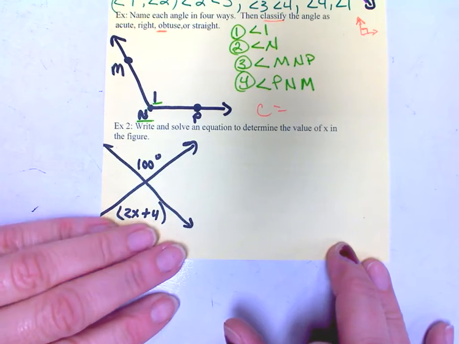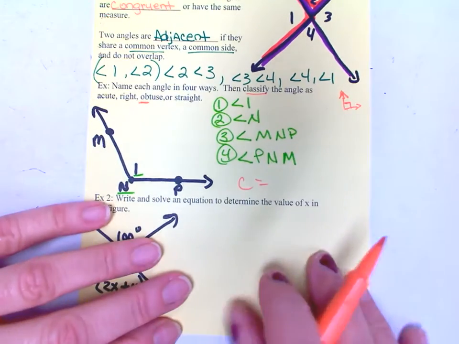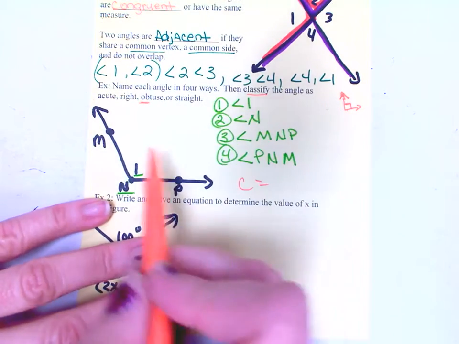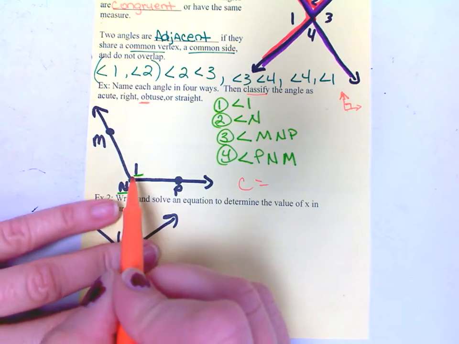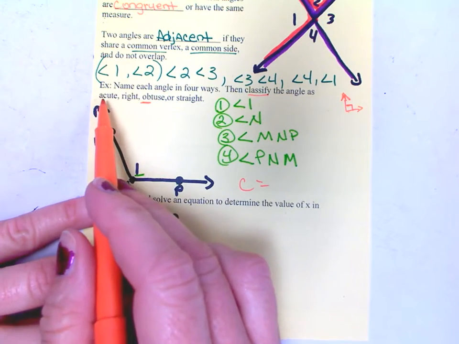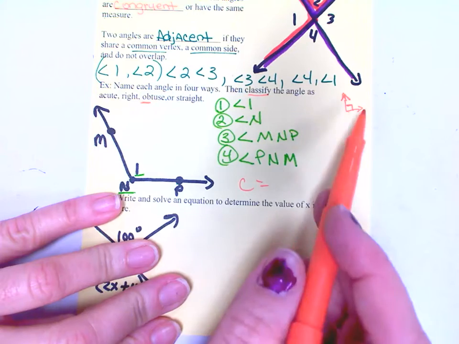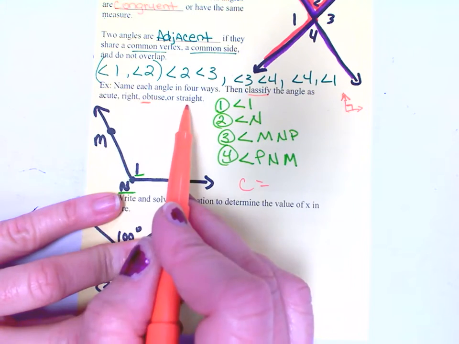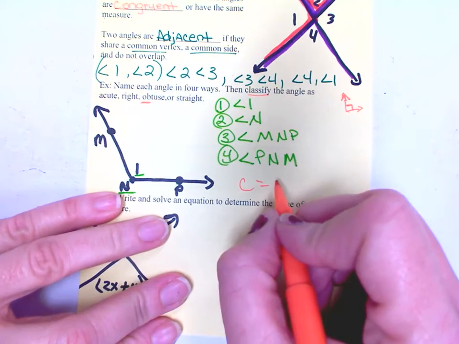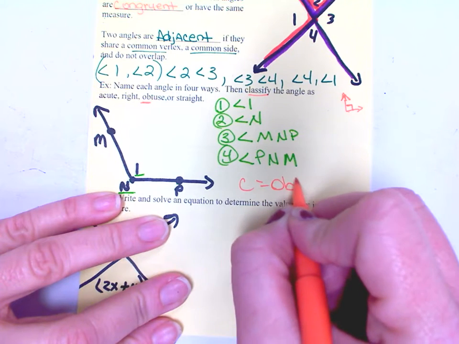Oh, we didn't classify it. I'm sorry, we talked about it, but we didn't classify it. Okay, so this angle is greater than 90 degrees. It's not 90, it's not smaller than 90, and it's not straight. So it would be classified as obtuse.